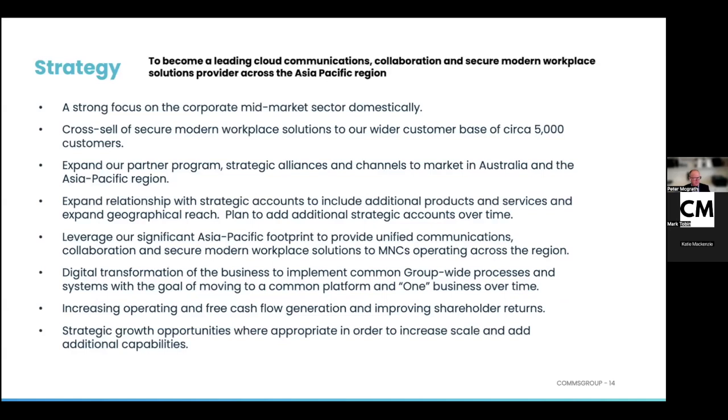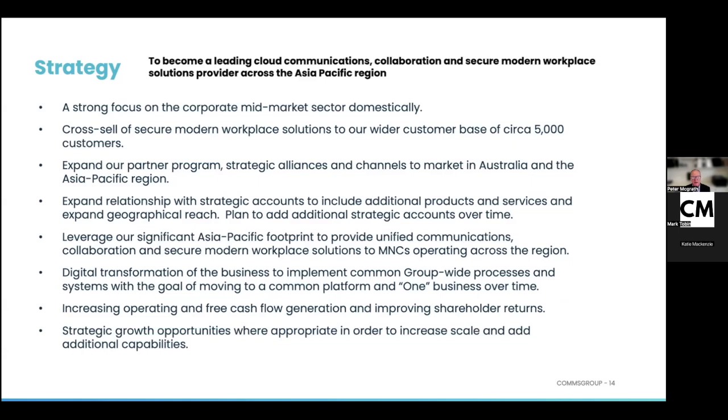We'll just finish up now with a couple of slides on strategy and outlook. So really our strategy is to become a leading cloud communication, collaboration and secure modern workplace solutions provider across the Asia-Pacific region. So we want to leverage the strength that we have domestically and take that selectively into the Asia-Pacific region, obviously with strong creditworthy customers and also with key partners of ours. So domestically, we have a strong focus on the corporate mid-market sector. We want to cross-sell more of these secure modern workplace solutions to our customer base.